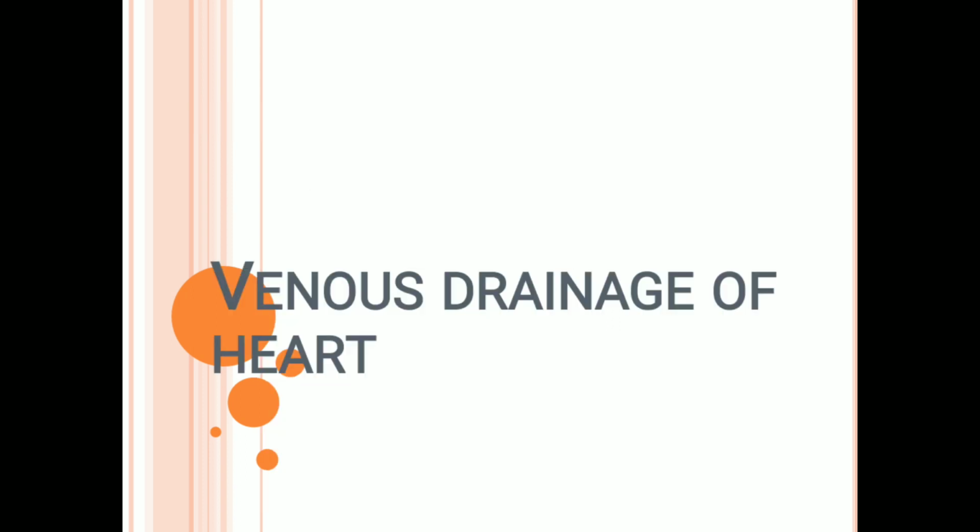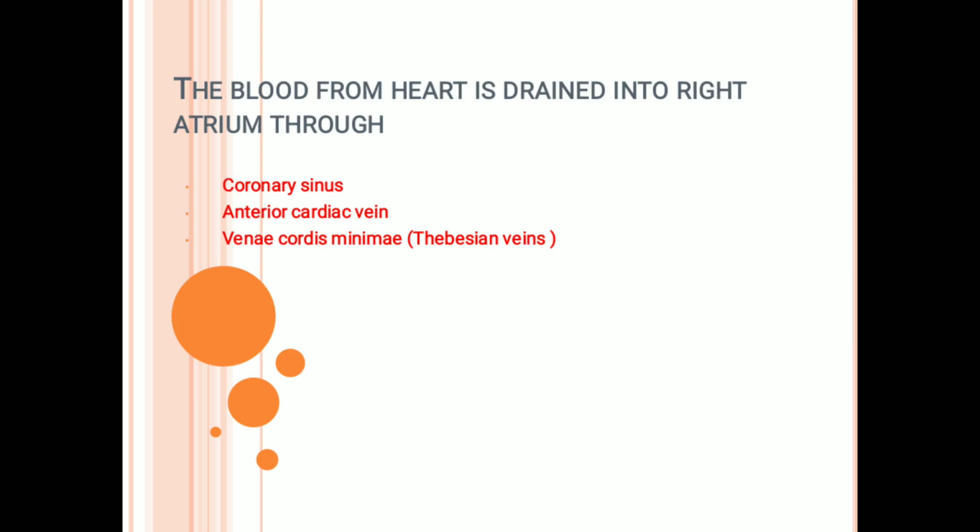Till now we have looked at the arterial supply of the heart. Next we'll look at the venous drainage of the heart. The venous blood from the heart, carrying deoxygenated blood, is drained into the right atrium through these veins.